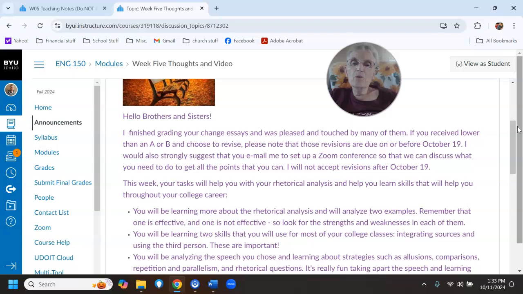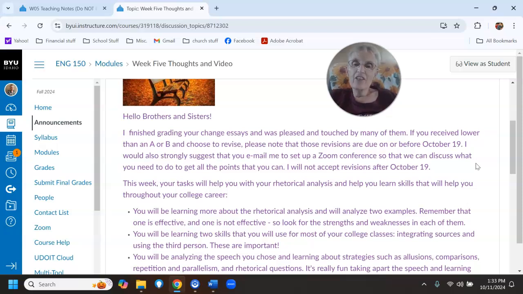If you do want to do a revision, make sure that you set up a Zoom conference with me so we can discuss what you need to do. If you do that, you might get some of the points back that you need. If you don't do that, you're not using all the resources that you need to. So it's up to you if you want to have a Zoom conference. They are not required, but they are very strongly suggested.